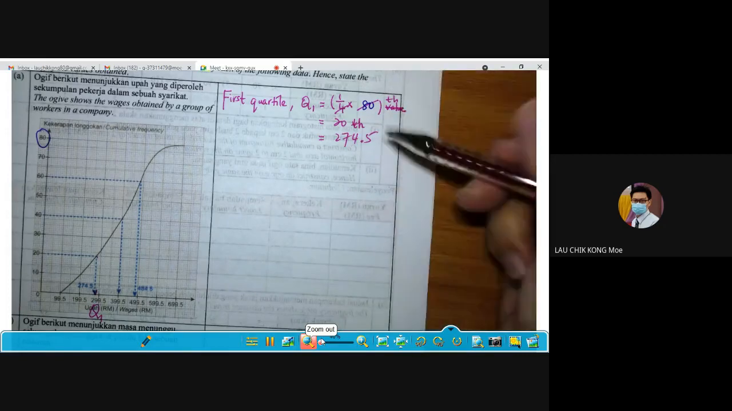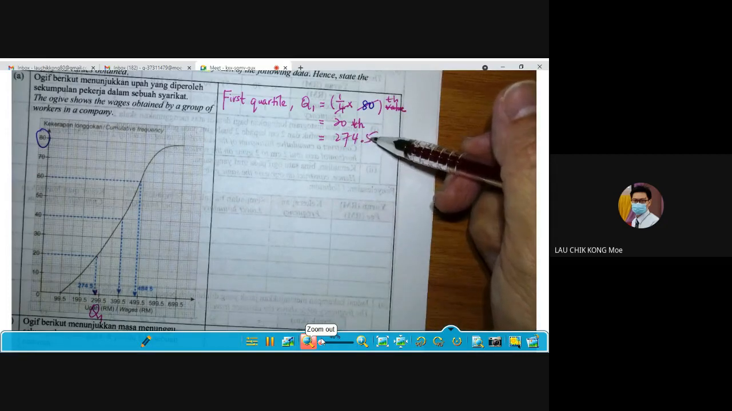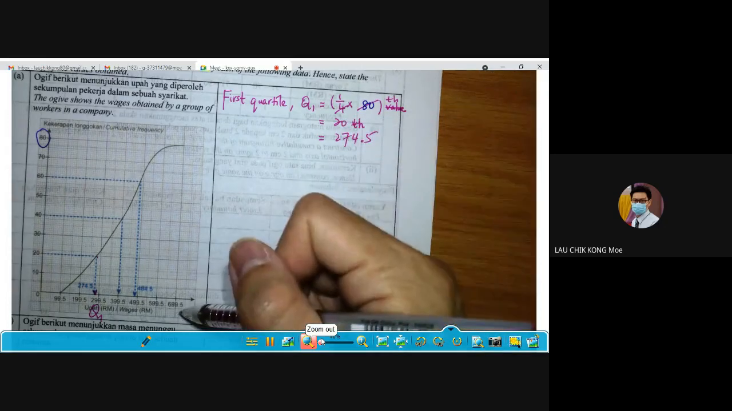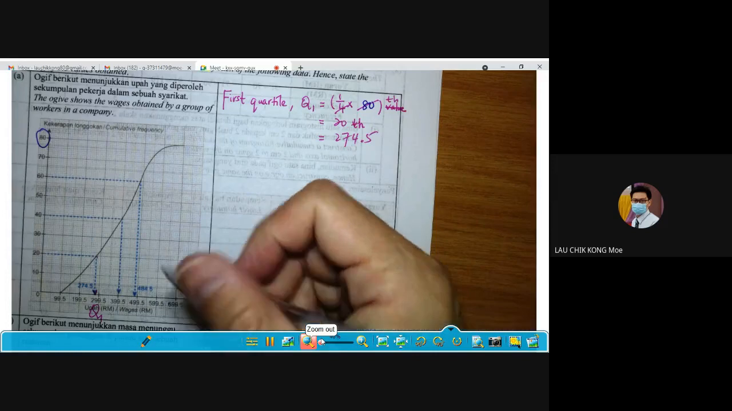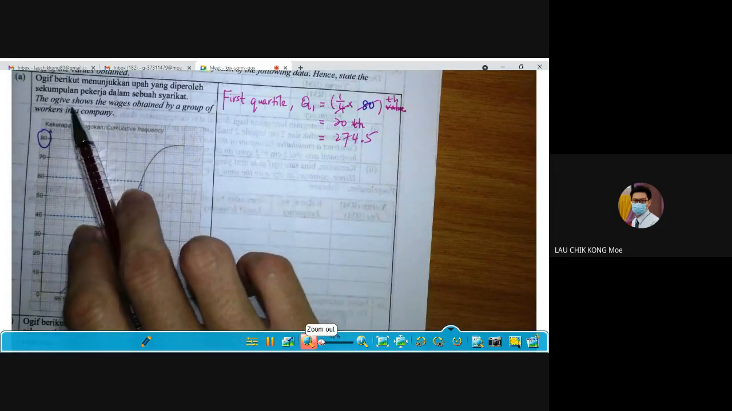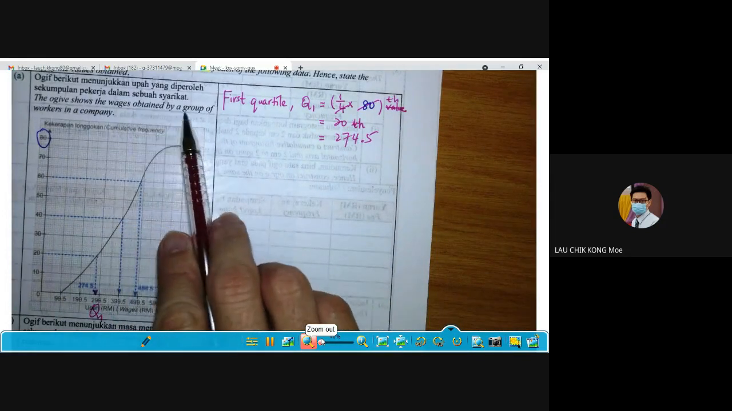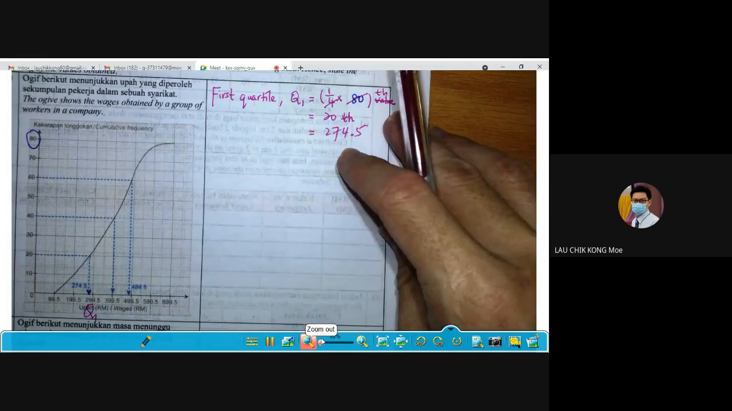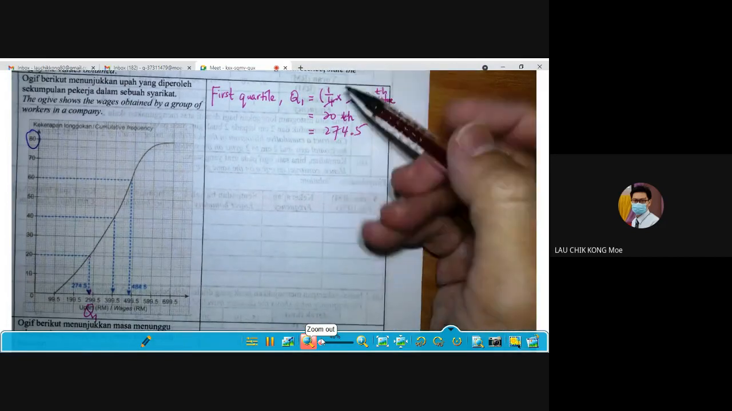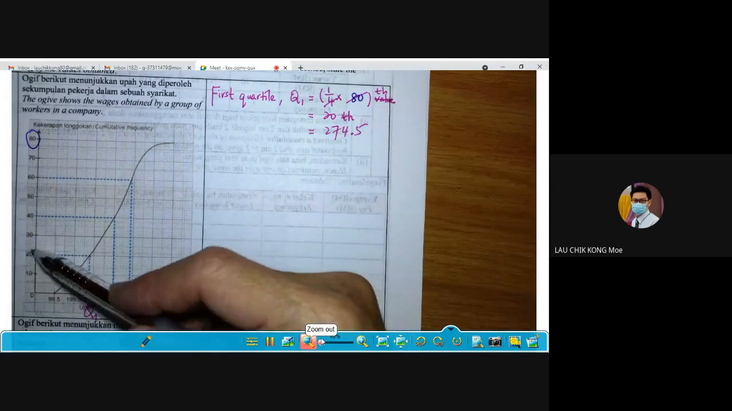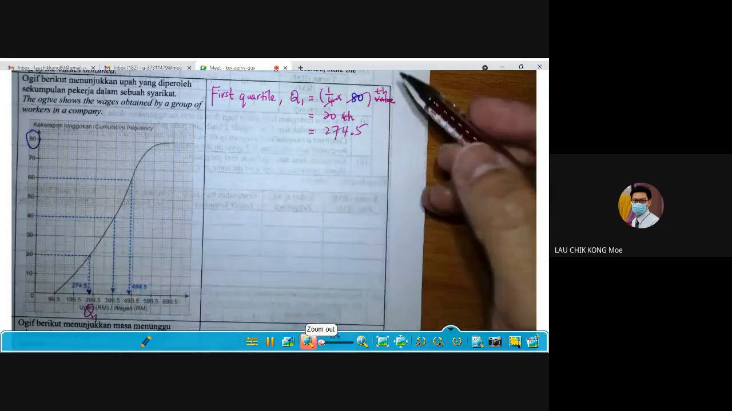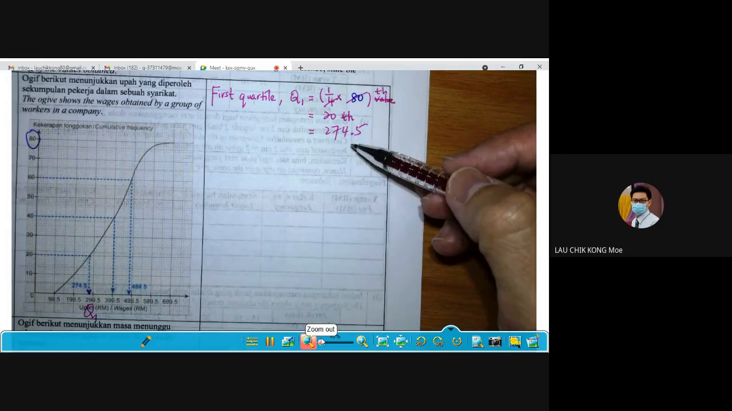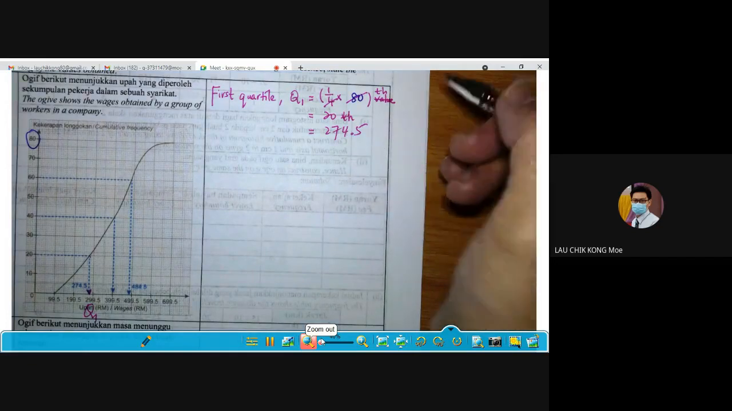What do you mean by 274.5? What do you mean by 20? So 20 here is 20 workers, because the question says the ogive shows the wages obtained by a group of workers in a company. Gaji yang diterima oleh sekumpulan pekerja. So 20 and below, we have 20 workers and below, they get their wages 274.5 ringgit and below. Okay, so how to write there?